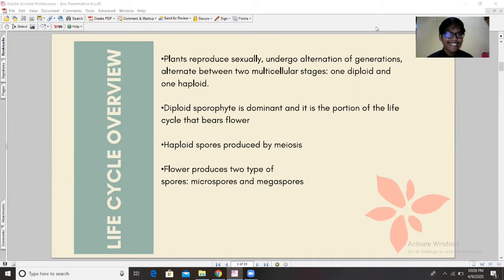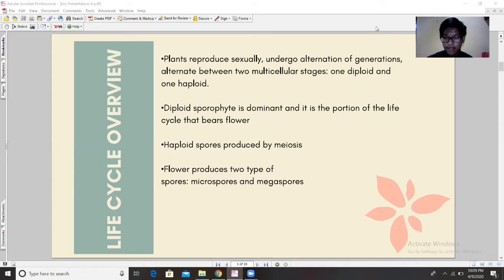So, let's start. When plants reproduce sexually, they undergo alternation of generations, in which they alternate between two multicellular stages: first is haploid and the other is diploid. In flowering plants, the diploid sporophyte is dominant and it is the portion of the life cycle that bears flowers. A flower is the reproductive structure of angiosperms, which will produce two types of spores by meiosis, which are megaspores and microspores.